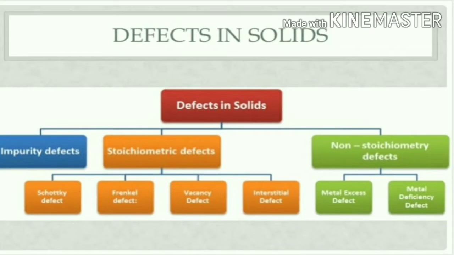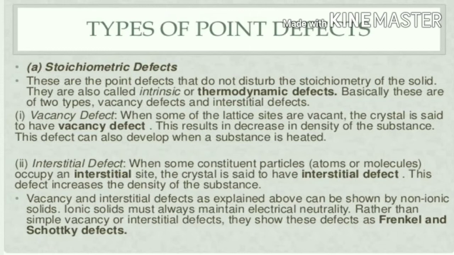Next is non-stoichiometric defect. The defect that causes the ratio of the number of cations to anions to be different from that indicated by the ideal chemical formula is known as non-stoichiometric defect. It is further classified into metal excess defect and metal deficiency defect. Let's discuss point defects.